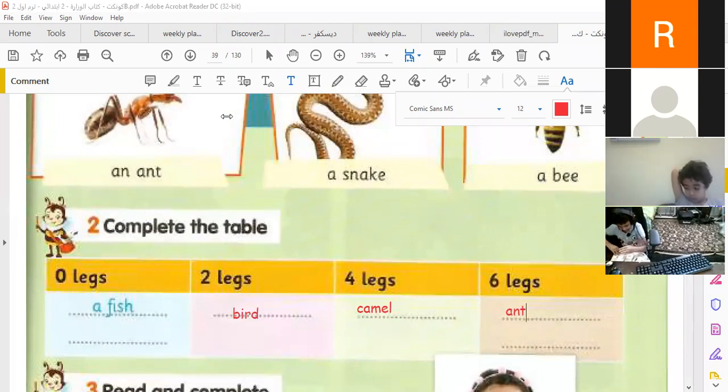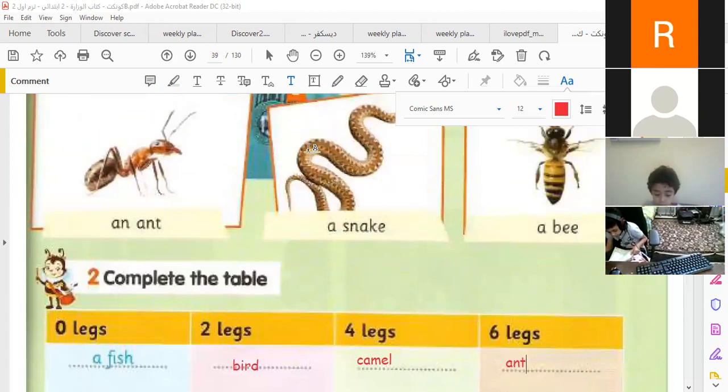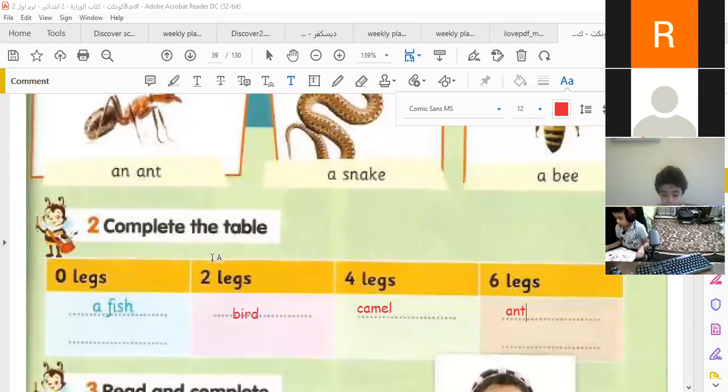Sif Eddin. Yes. How are you, Sif Eddin? I'm fine, thank you. Good. What is this animal, Sif Eddin? Snake. Good. How many legs does the snake have? One. He doesn't have. Excellent. So in zero legs, we write snake. Thank you, Sif Eddin.